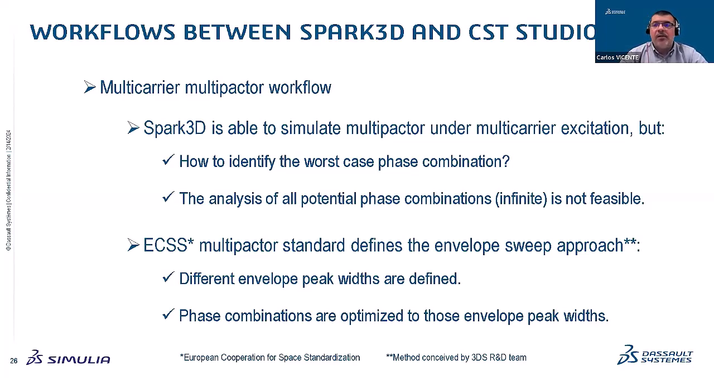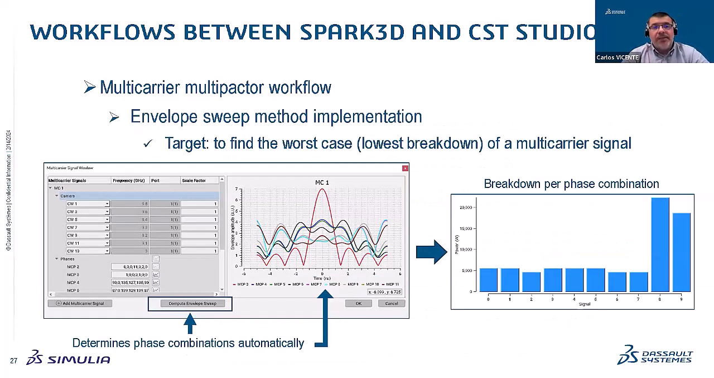Basically, with the signal envelope, what we do is use different widths of that envelope, or peak widths, and we optimize phases to obtain those peak widths. So there is a way to filter out combinations of phases that might not be representative, because in the end they will result in the same or similar peak widths, in which the signal has a high amplitude. As I said, this simplifies the problem a lot, and we have implemented this into Spark 3D.